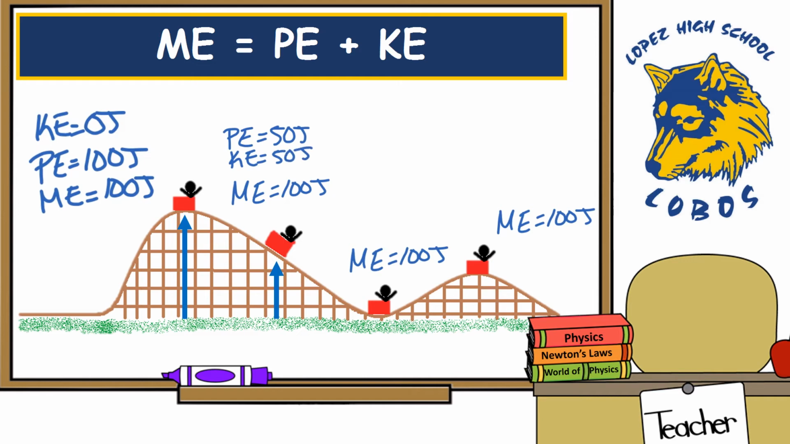Okay, next position. We know that the lowest height will provide the highest kinetic energy, which would be 100 joules, and give us 0 for potential energy. Then lastly, in this position, if we were to say that kinetic energy is 75 joules, that would mean that potential energy must be 25 joules in order for the total mechanical energy to be 100 joules.